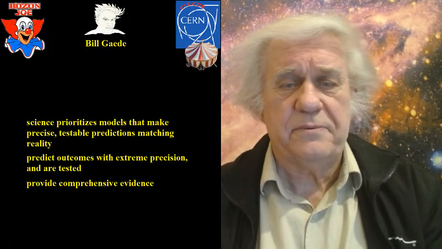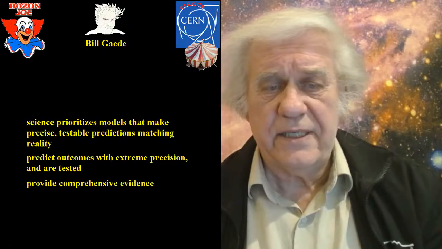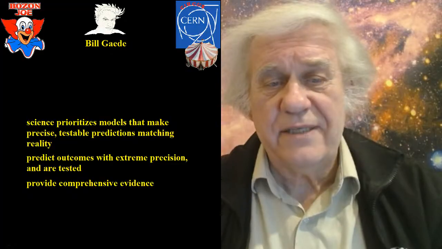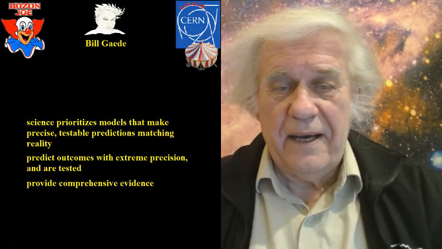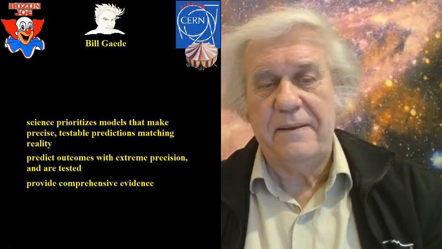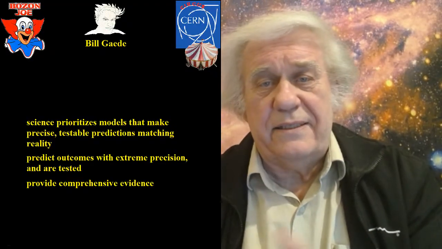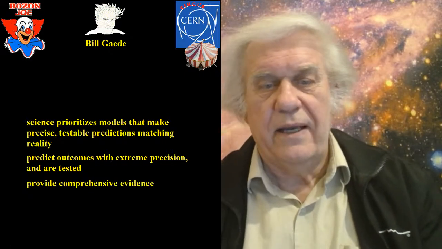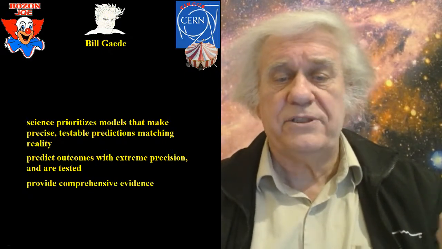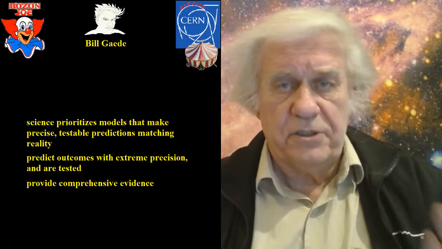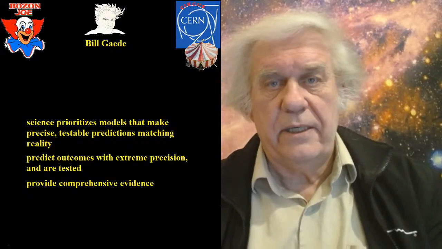So here we have another issue that he raises, which is precision. He says, science prioritizes models that make precise, testable predictions, matching reality. That's just a description, no? That's all he said. If it matches reality, it's just a description. Now, the model, that's a different question. What model? Model, you mean like an explanation, like a physical interpretation, like a mechanism.